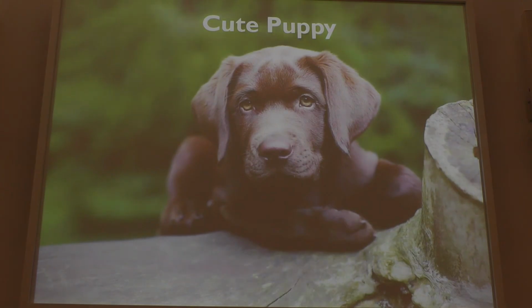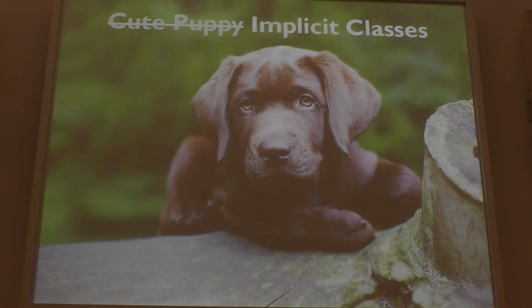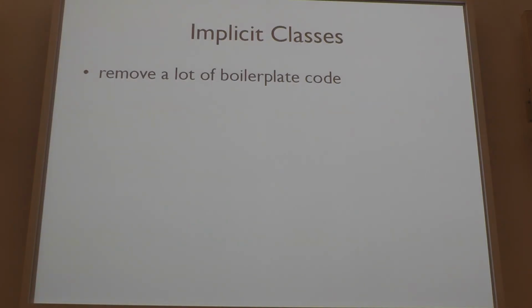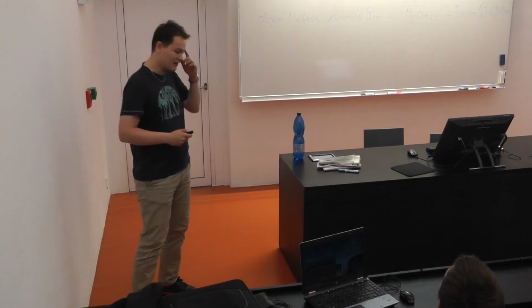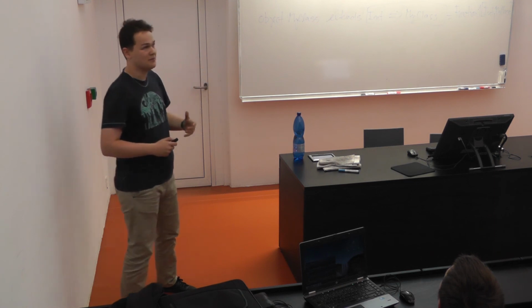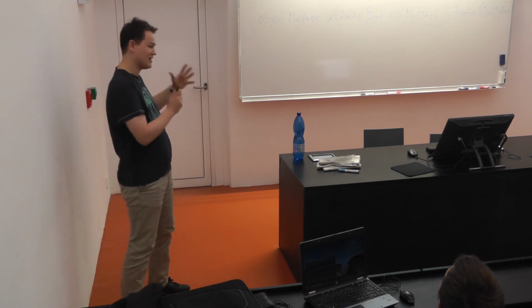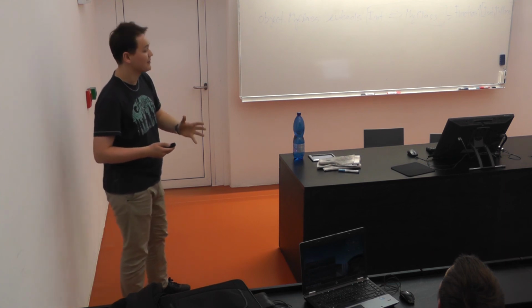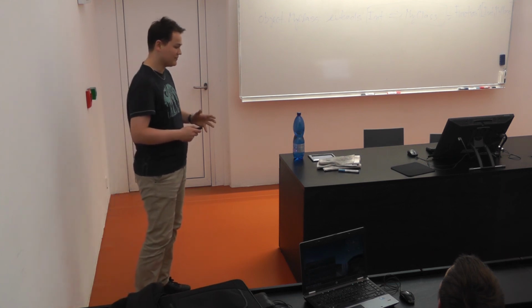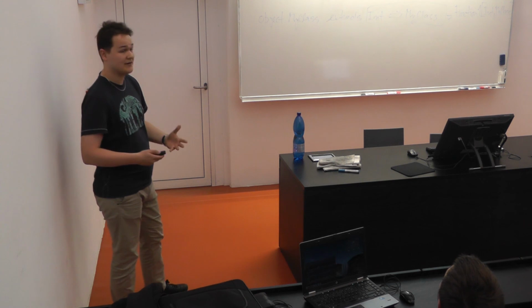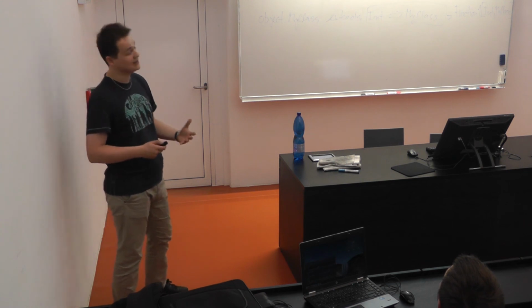What else? Cute puppy. Actually, no. It only brings us implicit classes. Implicit classes are very useful because if you code in Scala, you know that you write a lot of implicit conversions to convert from some object to another type of object. And it's a lot of boilerplate code that can be generated for you, and implicit classes do exactly that.